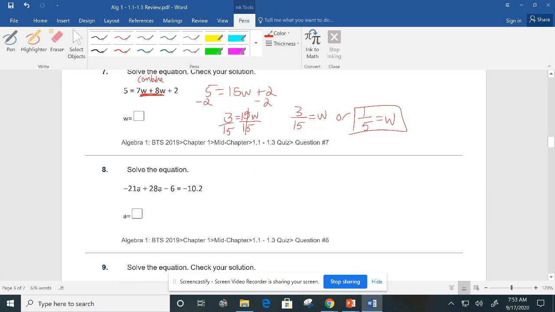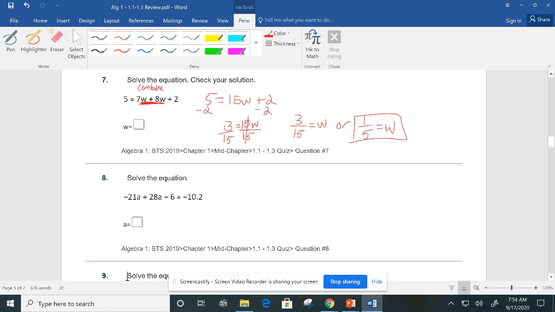Number 8, same idea. We just got some decimals we have to deal with here. So we can combine our like terms once again. Right here, negative 28a plus, or 21a rather, plus 28a is going to be 7a. So we have 7a minus 6 is equal to negative 10.2. Let's add 6 to both sides. When we add 6 to both sides, we're going to get 7a is equal to negative 4.2.